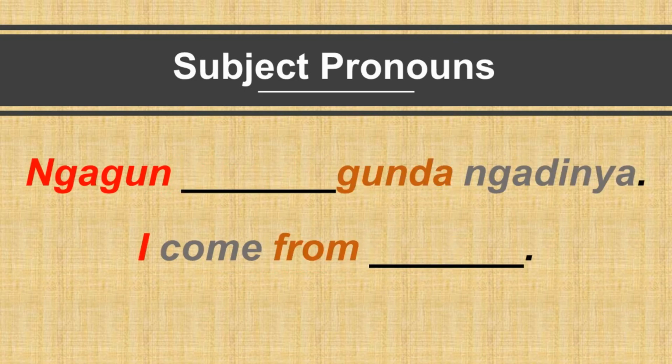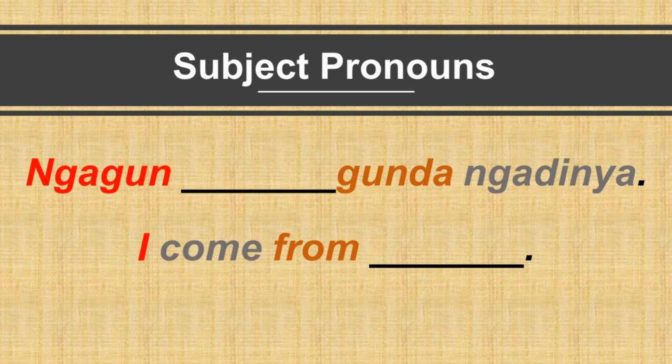Now we want to talk about where we come from. So for example, if I want to say, I come from, you use the structure ngagun, then you insert the place name, then you have an ablative suffix, gunda, we will talk about that later, and the verb ngadinya. Note that this is actually a past verb, so what you're actually saying is, I have come from, or I was coming from, or I just came from.